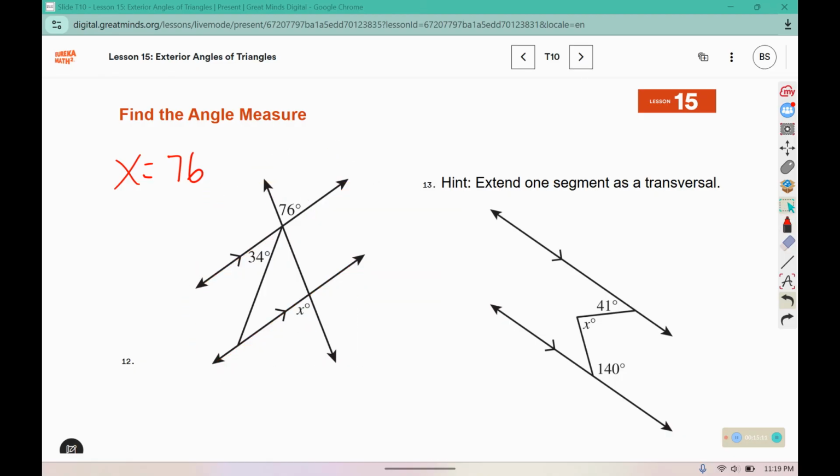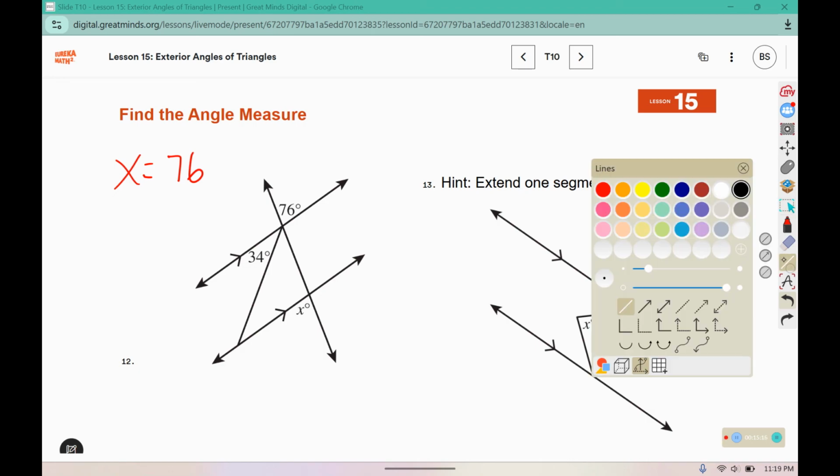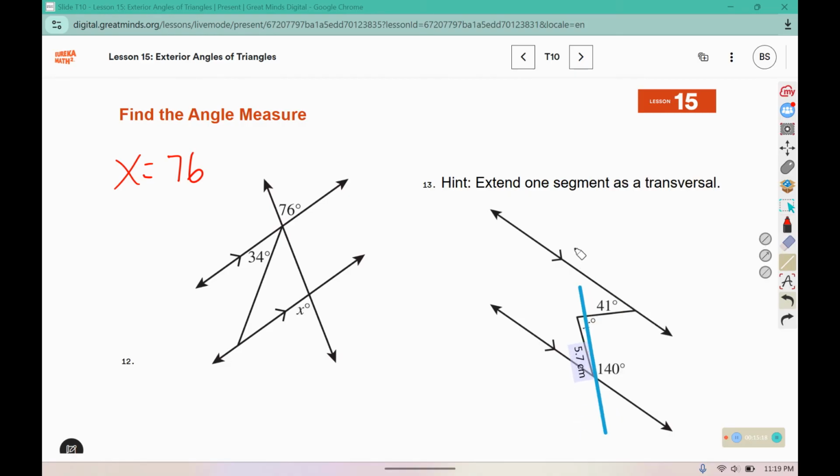Number 13 does come with a hint, so it says extend one segment as a transversal. So we're going to do that. And I'm going to make it a different color just so we can see the piece that we drew in. All right, so if this is 140, this piece is a straight line, so then 180 is 140 plus 40. This one and this one are alternate interior, so this one has to be 40.